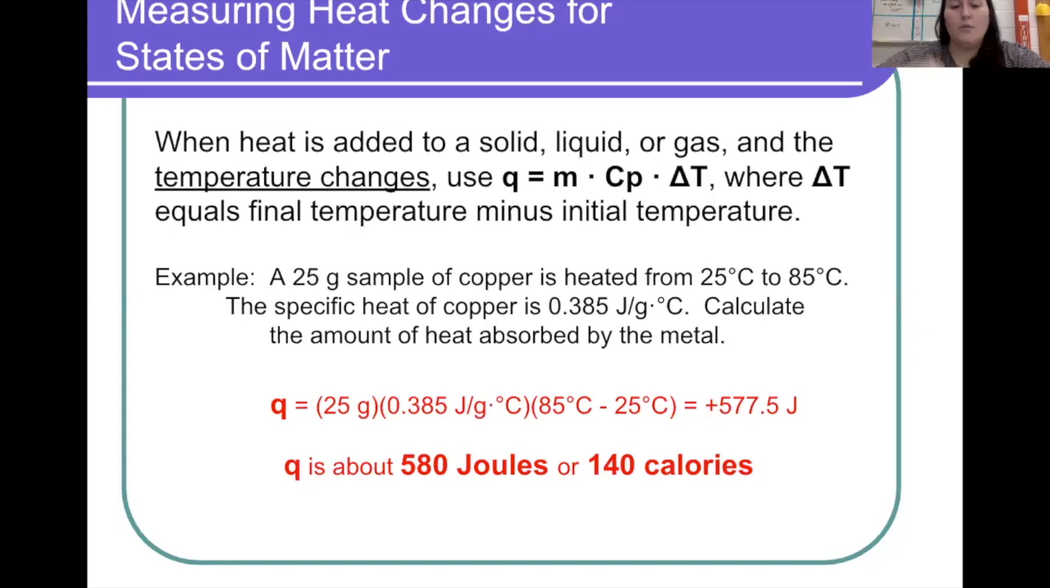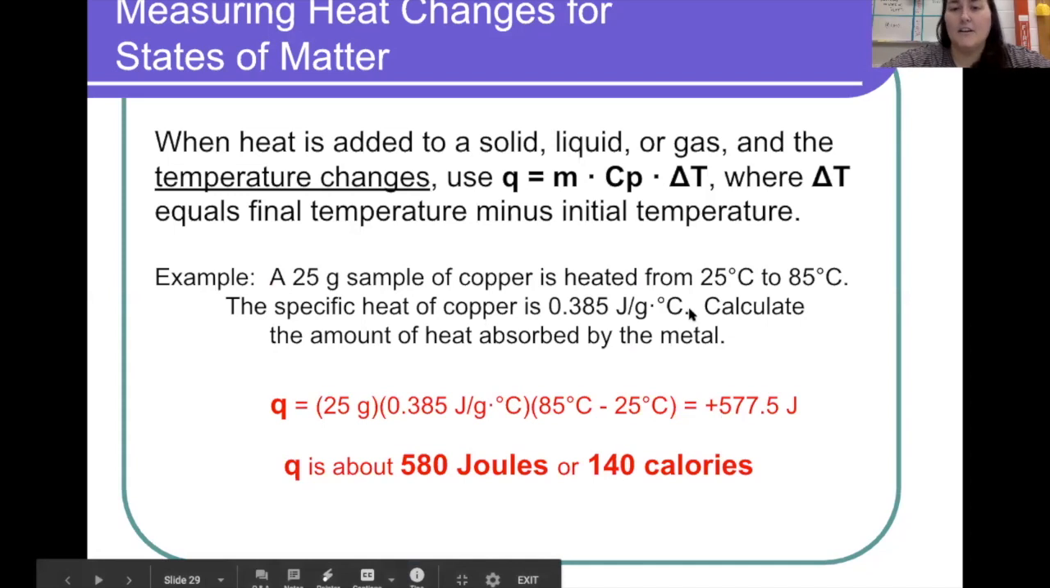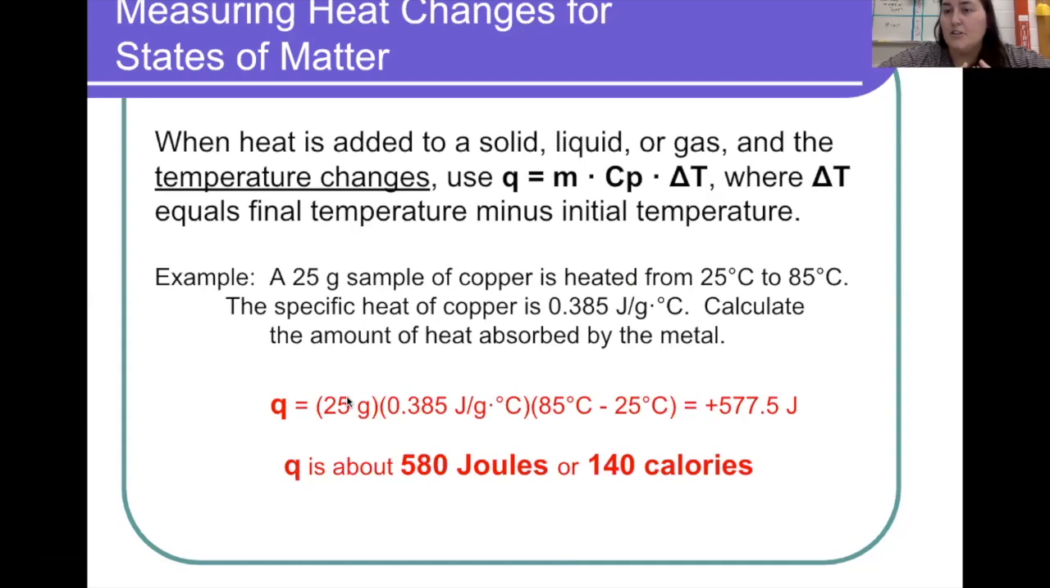Now we just need to multiply everything together and fill in what we have for our equation. Q equals mass times specific heat times change in temperature. Remember to set up your change in temperature to be final minus initial. If you do it the other way around, you're going to end up with a negative number, not a positive number, because heat is being absorbed by the metal. That's the key in the word problem that tells you that you should have a positive Q at the end.